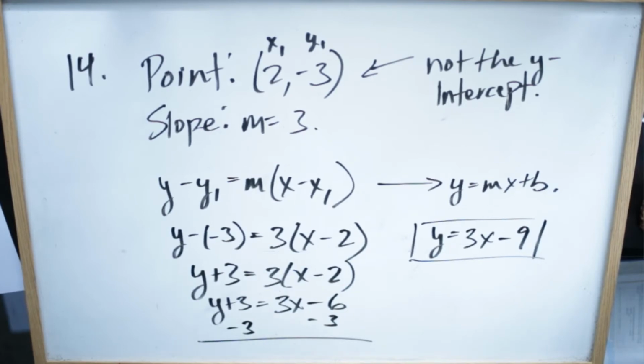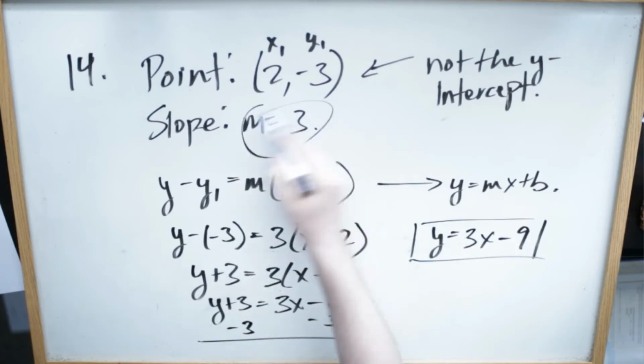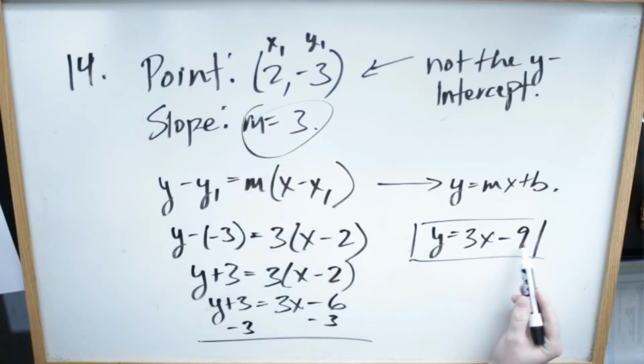Okay? So what you'll notice, if I were to ask you what's the y-intercept of this question? It's not in the question, but I do want to show you how to do that real quick. This right here is our slope, which was given to us right at the very beginning. The y-intercept is just going to be at the point (0, -9).